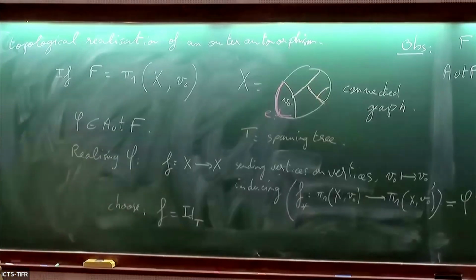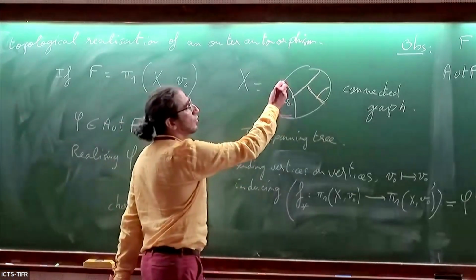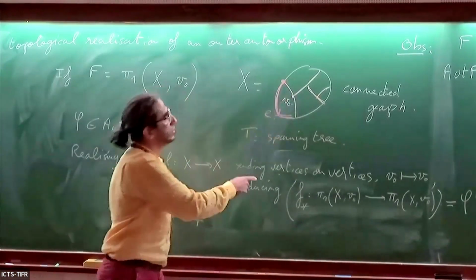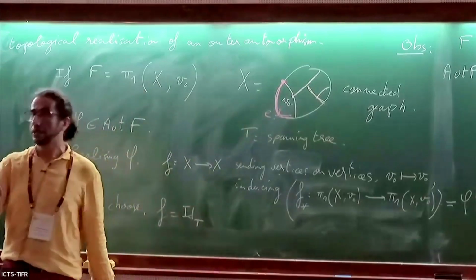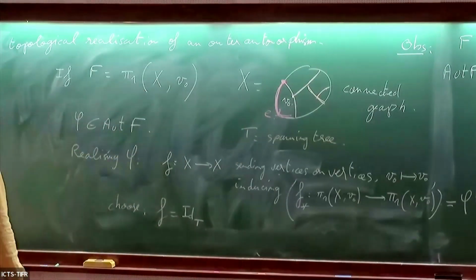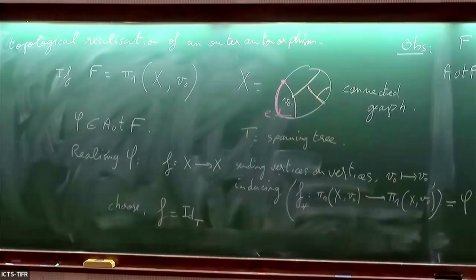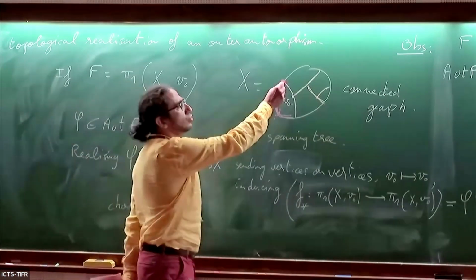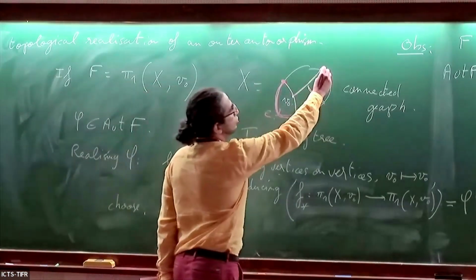Then I want to write this word. But how do I do it? I have to start from this vertex, because this vertex is in T and is fixed. And perhaps E is sent to some word E1, E2, E3. So I start from this vertex and I want to meet E2. Perhaps E2 is here.